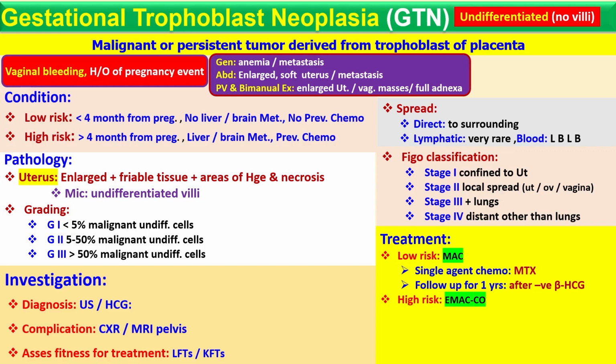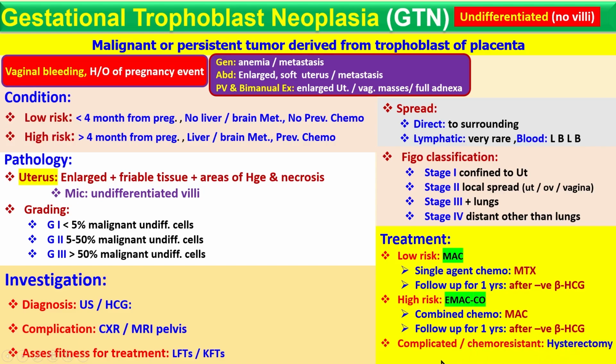Okay. And if the condition is high risk, we go for EMACO. So these are other drugs, where we combine chemo. Okay, so you don't give a single drug, you give the combination and follow up for 1 year after the negative beta HCG. And if the condition is complicated or the patient is chemo resistant, you go for hysterectomy.